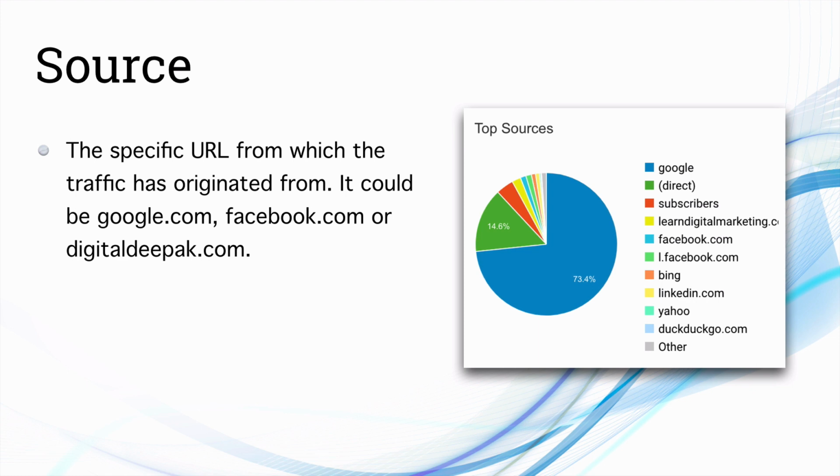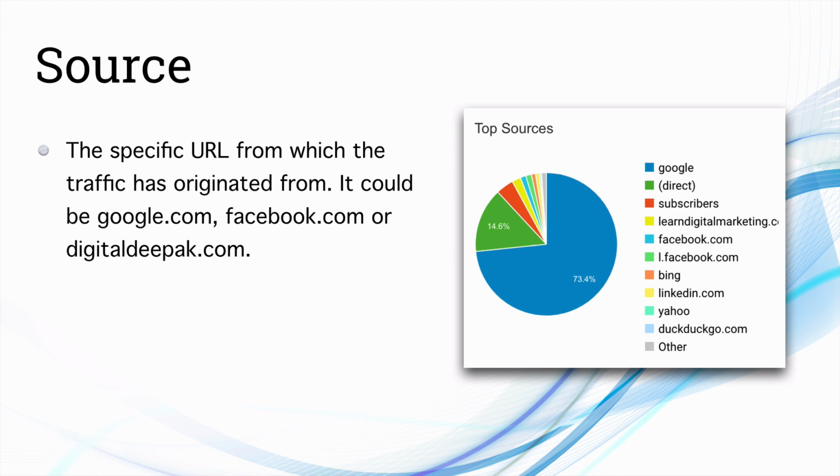The next one is source. Source is the specific URL from which the traffic has originated. It could be google.com, facebook.com or digitaldeepak.com. So here you can see the top sources for a particular time frame for my blog, and in the sources section you can see the different URLs that are listed here. You can also specify custom sources when you are creating UTM tags, which we will discuss in further videos.